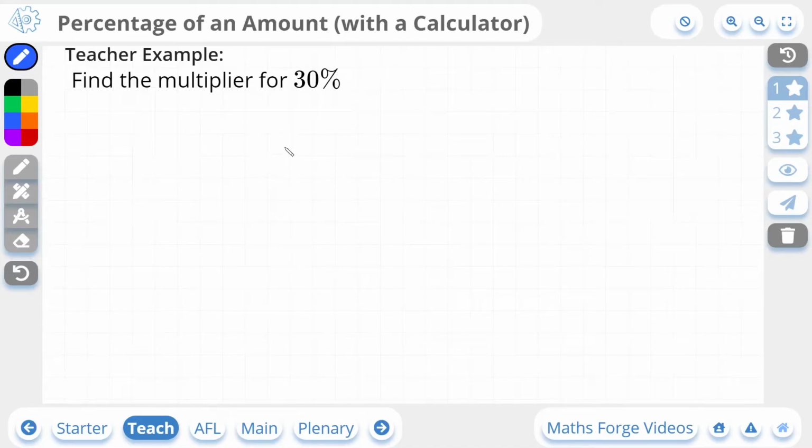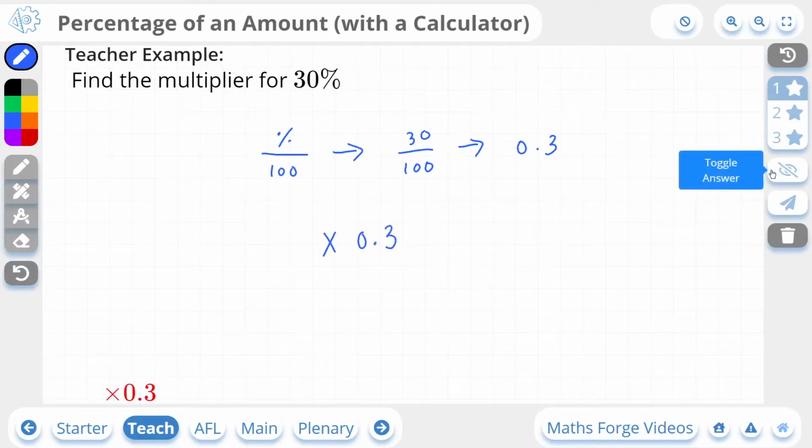We'll do another one-star example. Here we're finding the multiplier for 30%. So it's going to be the percentage value over 100, which gives us the following, 30 over 100, which simplifies to give us 0.3. So if you're finding 30% of a number, your multiplier is times 0.3. And if we check our answer, there it is.